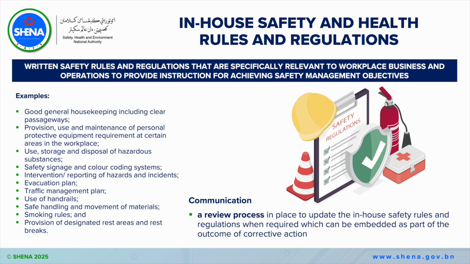The in-house safety rules and regulations are tailored specifically to the organization's work environment to guide safe work practice. This may include the rules of housekeeping, PPE use, chemical handling, signage, incident reporting, evacuation, and traffic or smoking policies. It is essential that these rules are well communicated to all workers and updated regularly. A review process should be in place to revise rules whenever corrective action reveals gaps or risks, ensuring ongoing compliance and workplace safety.